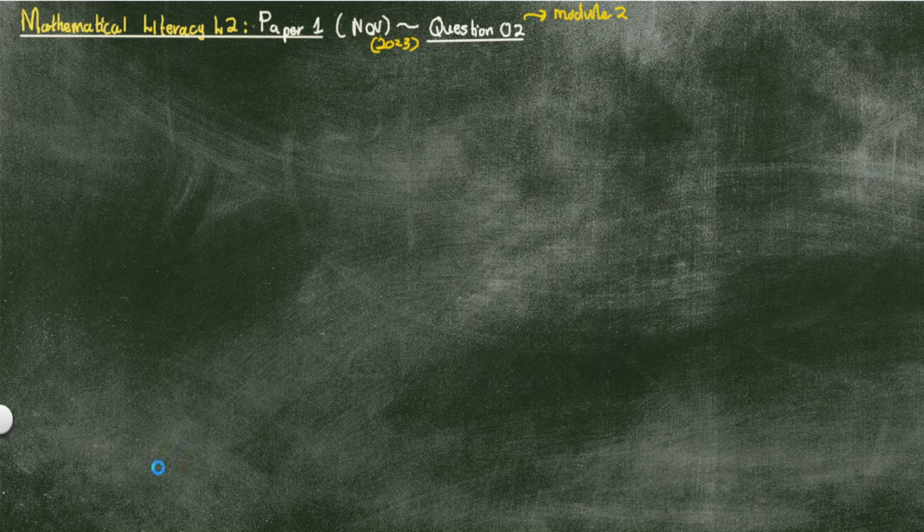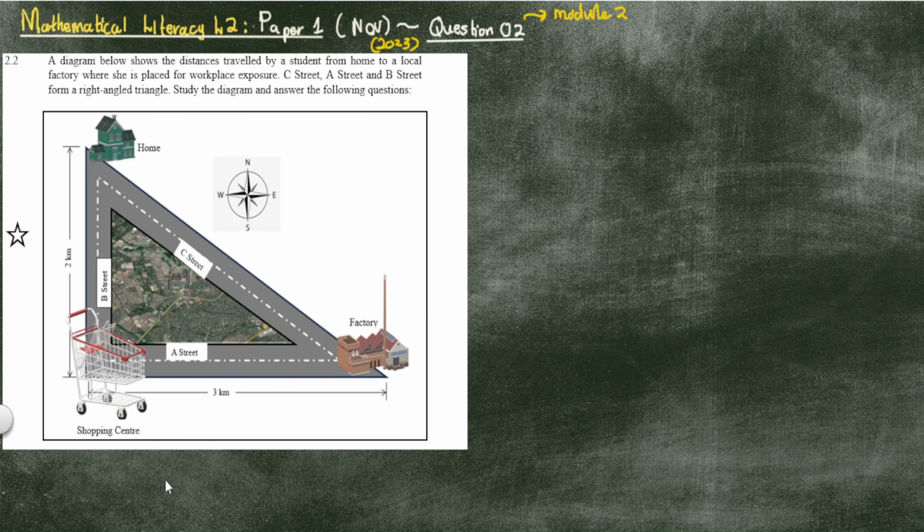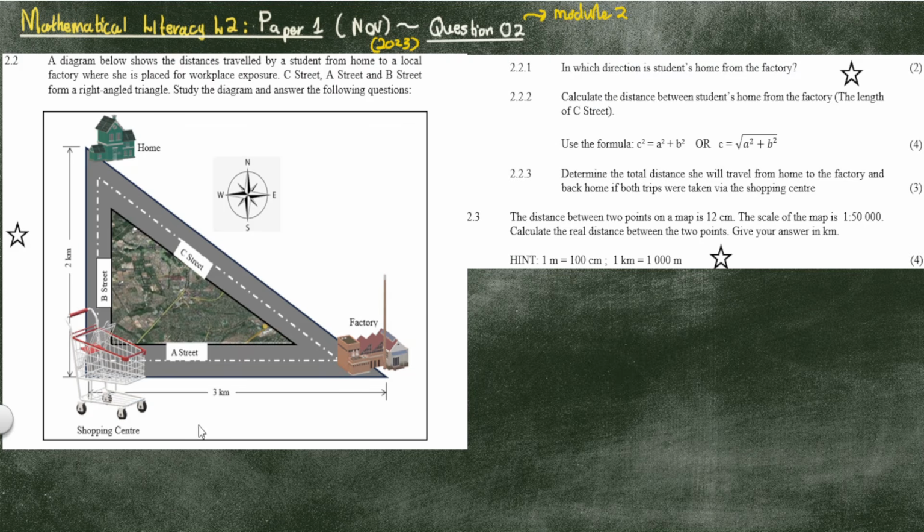Let's erase and come to this one. All right, so a diagram below shows the distances traveled by a student from home to a local factory where she is placed for workplace exposure. C Street, let me move this. C Street, it's this one. A Street, it's this one, and B Street, this one. They form a right angle triangle. Study the diagram and answer the questions that follow.